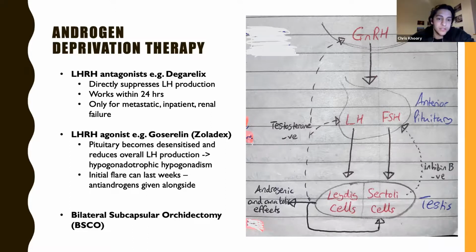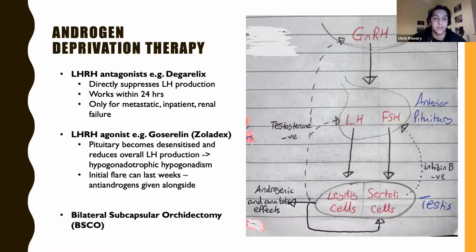An example is goserelin, and Zoladex is the brand name. If you're giving an LH-RH agonist, it may seem a bit counterintuitive because you'd expect this to trigger LH to be produced and more testosterone and so on and so forth.